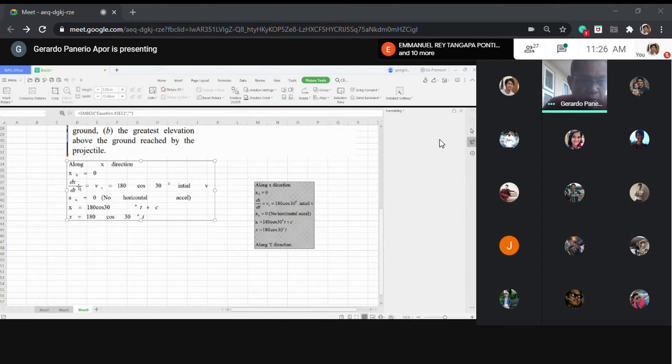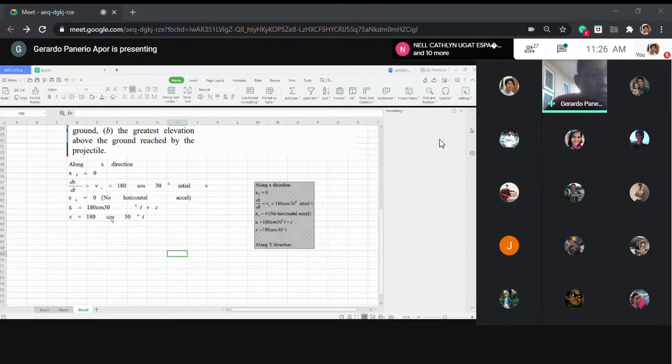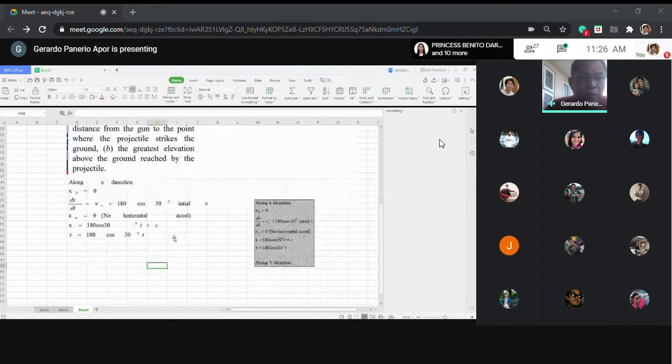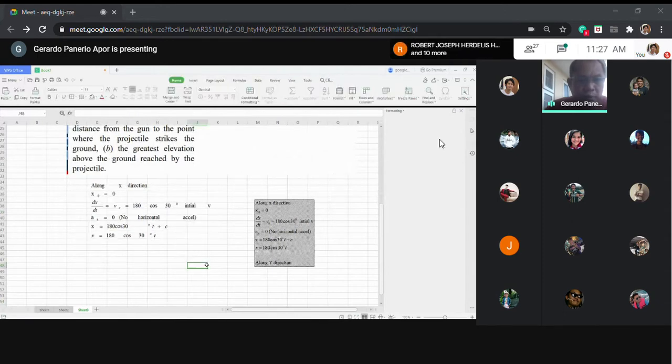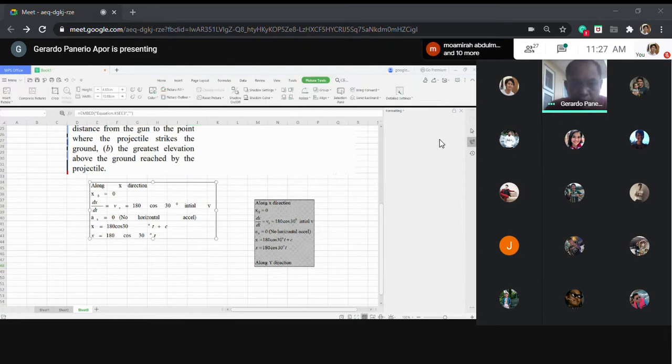So with the differential equation here, dx over dt equals 180 cosine of 30 degrees, we can integrate that, so we have x equals 180 cosine 30 degrees t plus c. But at time 0, x is also equal to 0. We have already that at the top. So our final equation for x is 180 cosine of 30 degrees t. So we can make a graph out of that, but it's still premature to do that. So we will continue with the y.